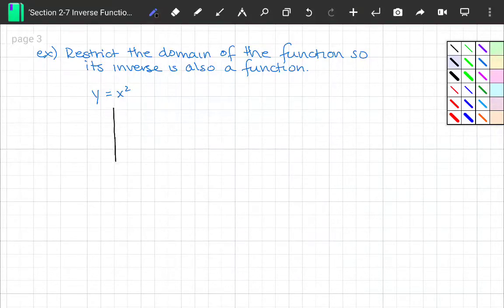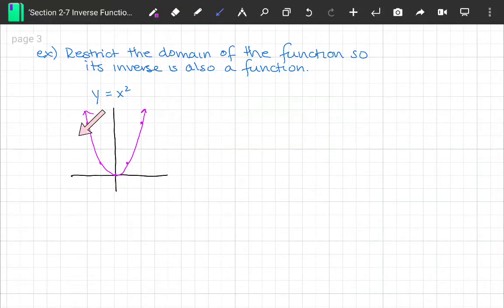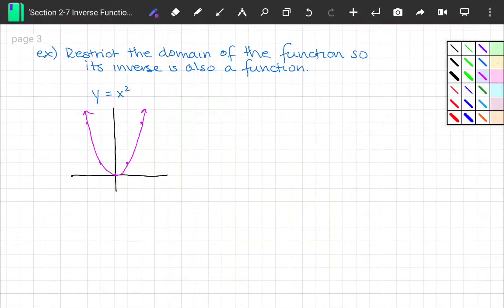So again, I'm going to just quickly redraw this. So let's say we have that. Now, right now, we know that this graph is going to fail the horizontal line test. That means its inverse is not a function. But we want to make it so it is a function, so we're going to have to restrict the domain. We basically want to look at only part of this graph, but enough so that it passes the horizontal line test. So which part are we going to look at?